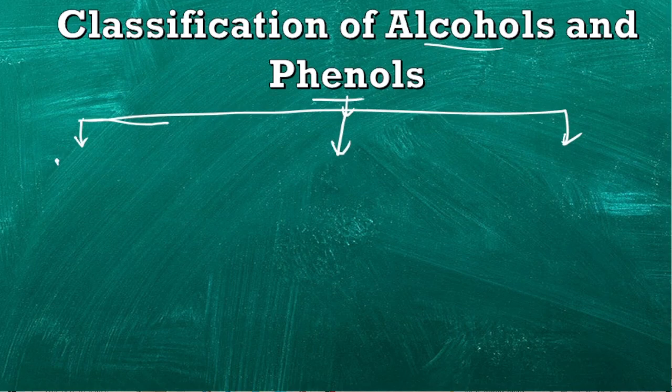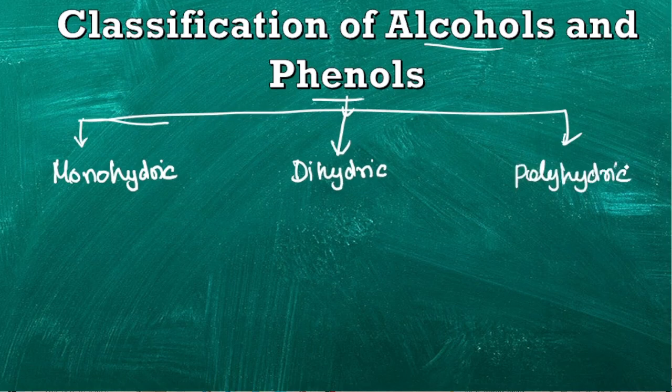Okay, first one is monohydric. Second one is dihydric. Then polyhydric. Monohydric, dihydric and polyhydric. In that, you are going to have the expansion for monohydric only. Dihydric and polyhydric you are not going to have any expansion.